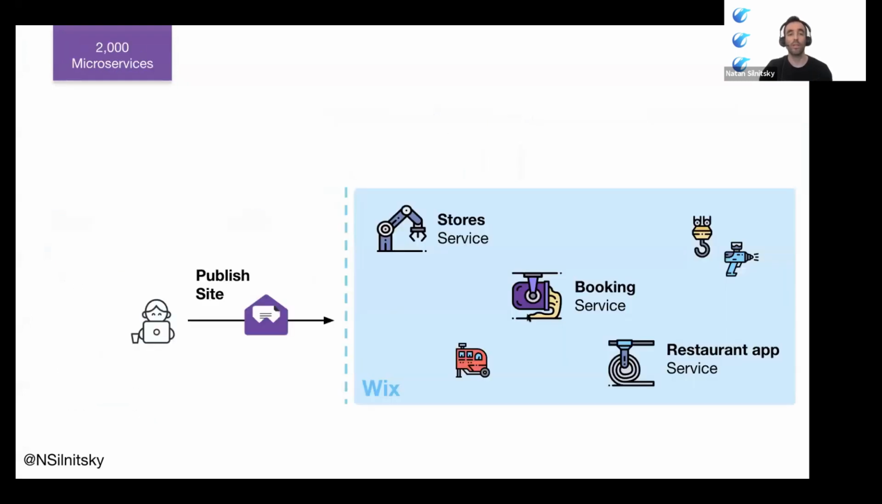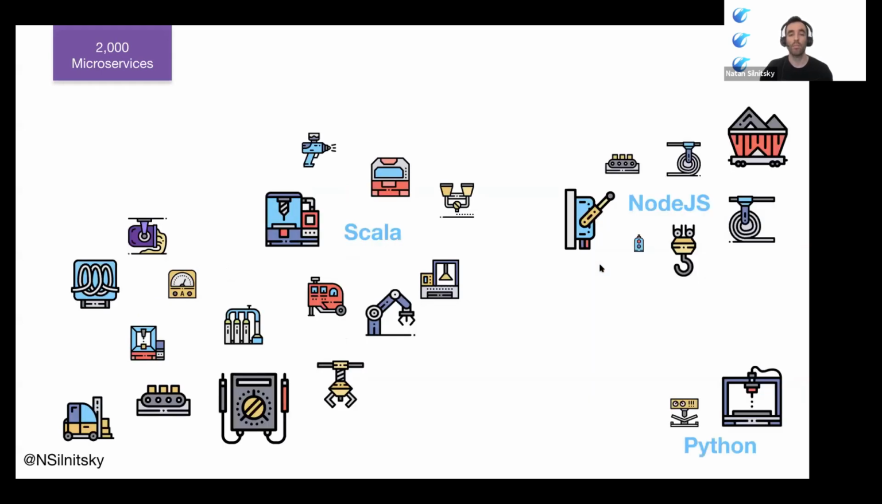The system of Wix comprises around 2,000 microservices, some of them with event-driven flows, like when a site is published, this event is consumed by a lot of services, including vertical services like stores and bookings and restaurants that need to process information on such updates. While most of our services are in Scala, with a few lines of Java here and there, we also have a lot of Node.js services and a few Python as well.